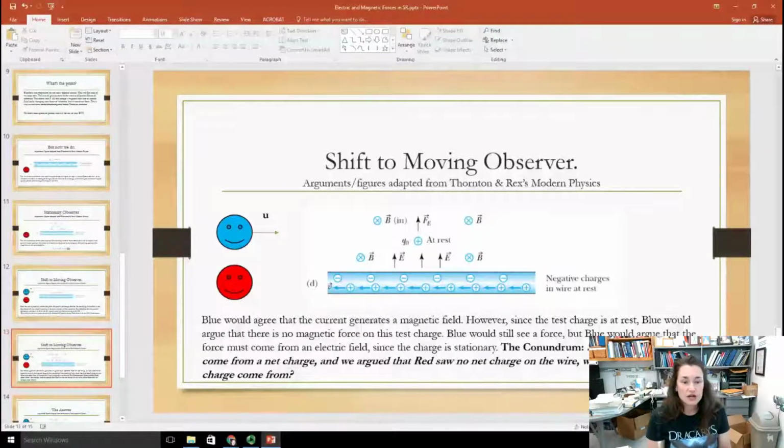Since electric fields come from a net charge and not a current where the charges are balanced, you have to have a net charge according to Gauss's law in order to say that there's a force on a test charge at some distance. We argued that red saw no net charge on the wire, that there were equal numbers of equally spaced positive and negative charges in that wire. So where the heck does that net charge come from?